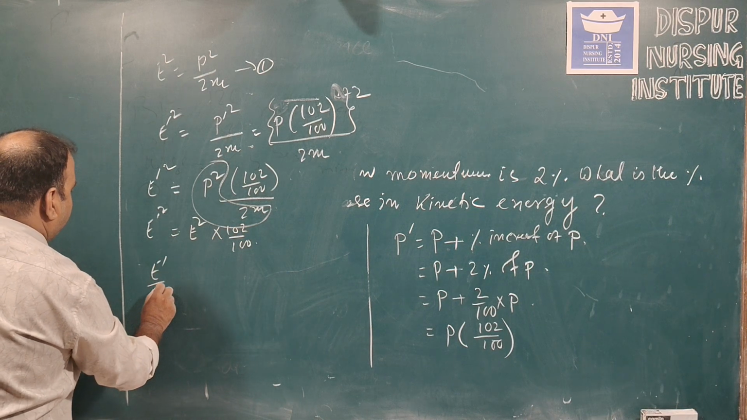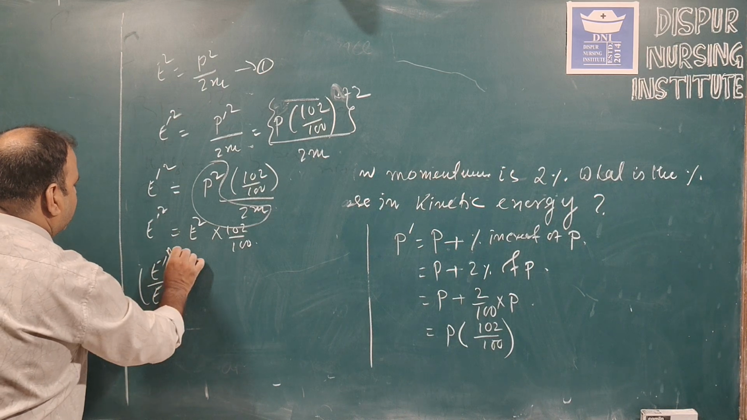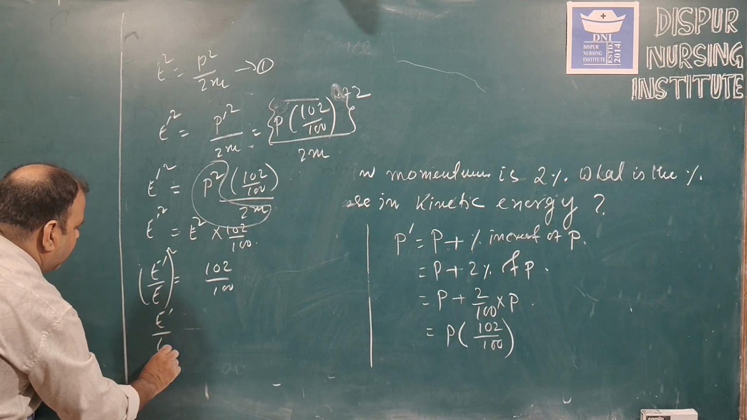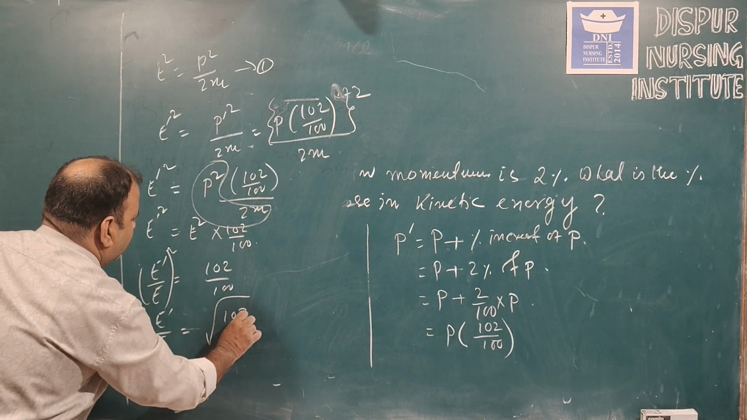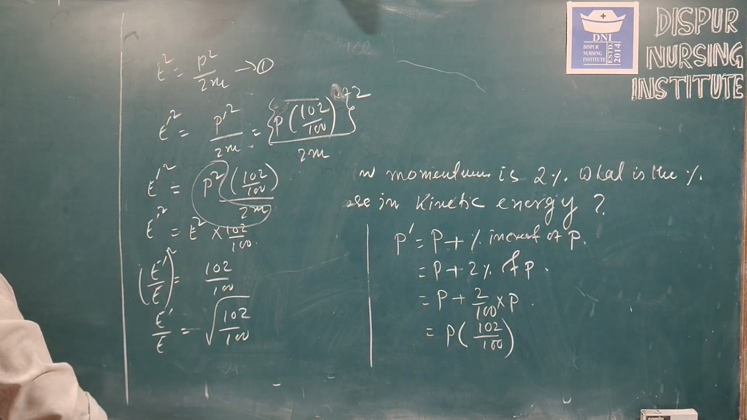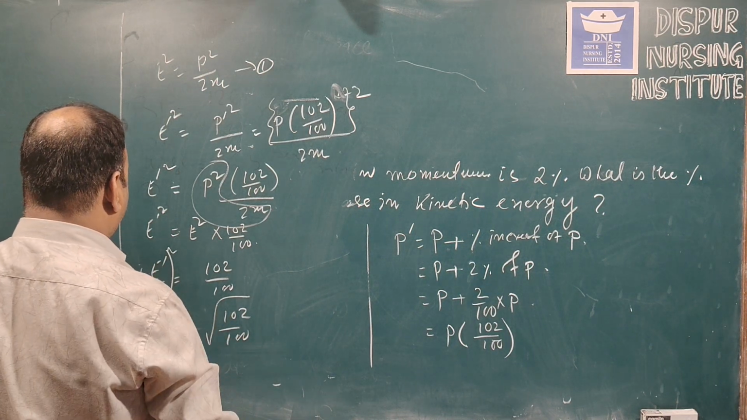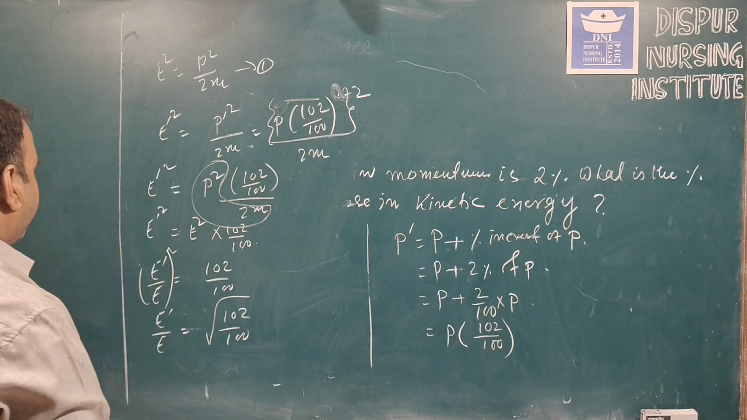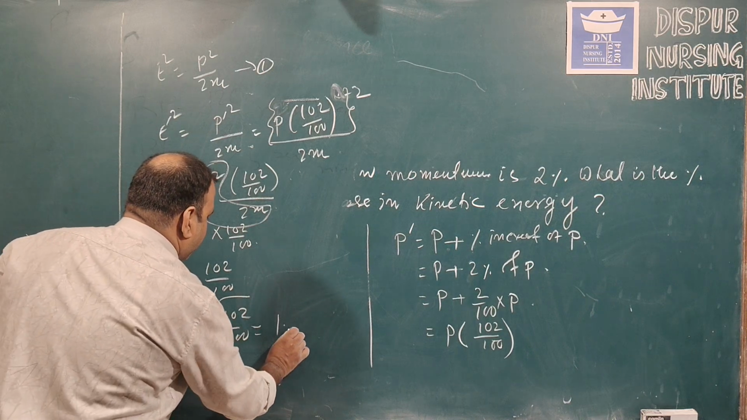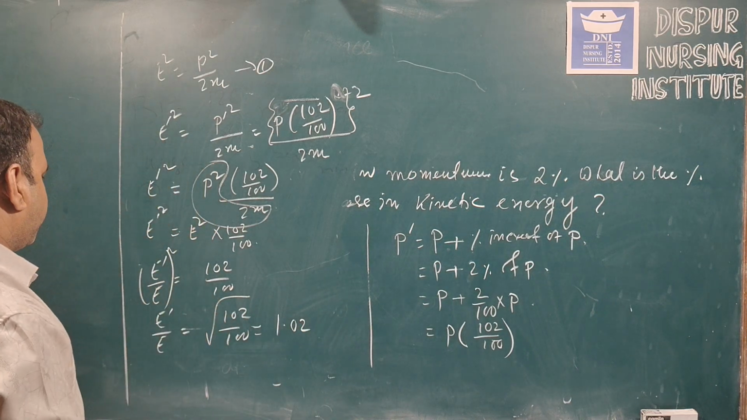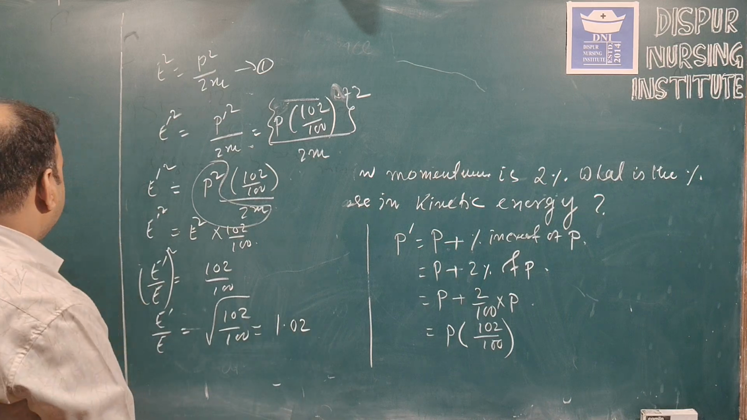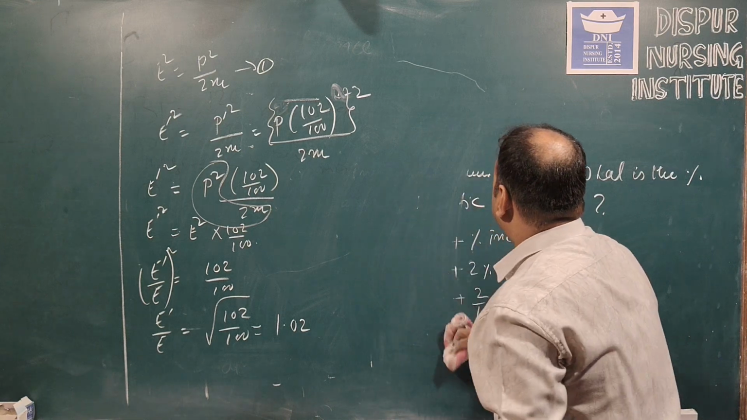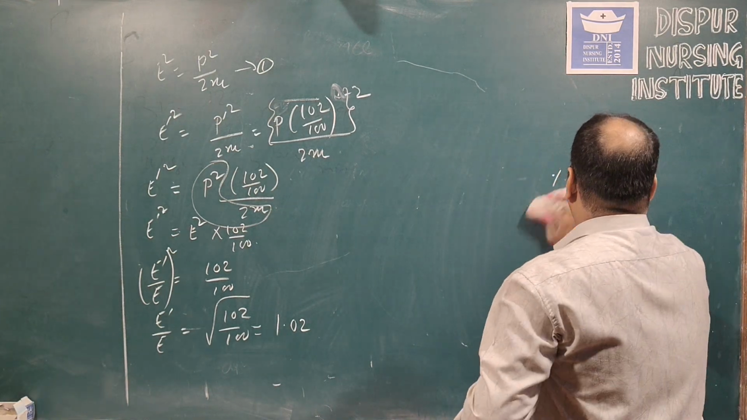So we can write E dash by E is equal to under root 102 divided by 100. So when we are doing 102 divided by 100, what is the value? The exact value we will get is, suppose, 1.02. Suppose I consider 1.02. So here you can see how we can calculate the percentage increase in kinetic energy.